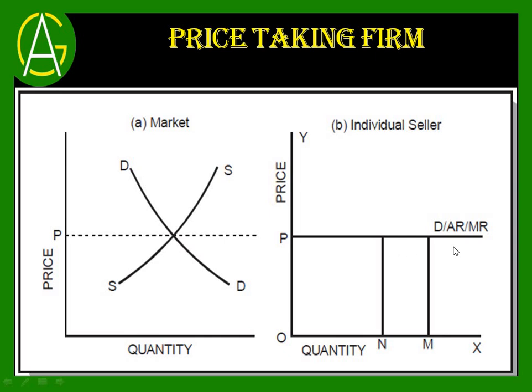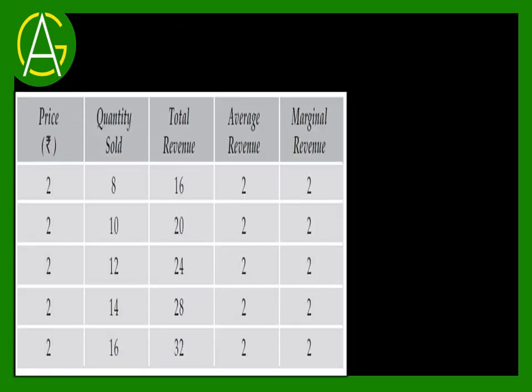Let us understand by this example how average revenue, marginal revenue and demand are equal. For example, the firm has accepted 2 rupees price. As we knew from the previous example, the market has decided 2 rupees. The firm is a price taker, so the firm has also accepted 2 rupees price. At 2 rupees price, the firm has sold 8 units. Total revenue is 16, that is 8 into 2. We know that to find total revenue, we multiply price into quantity. So 2 rupees price, 8 units quantity, 16 is the answer.